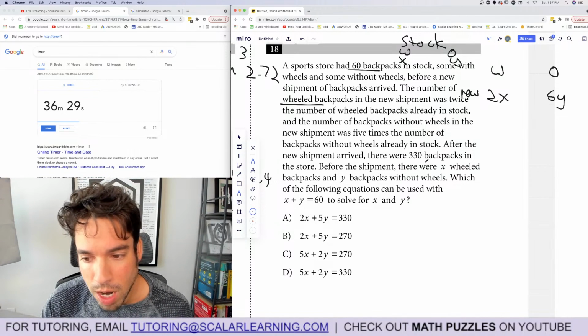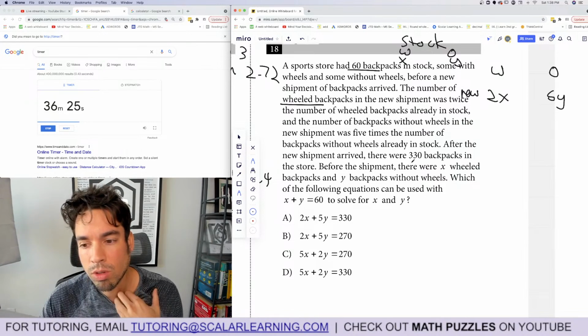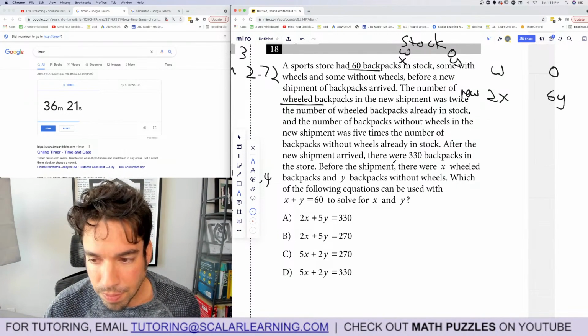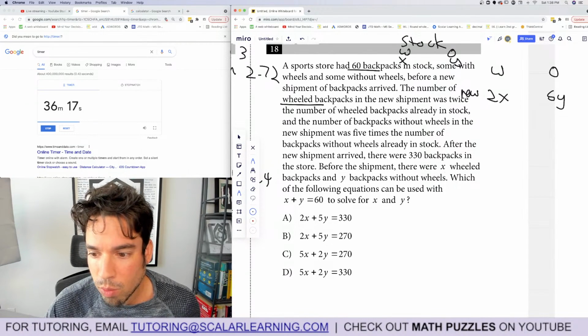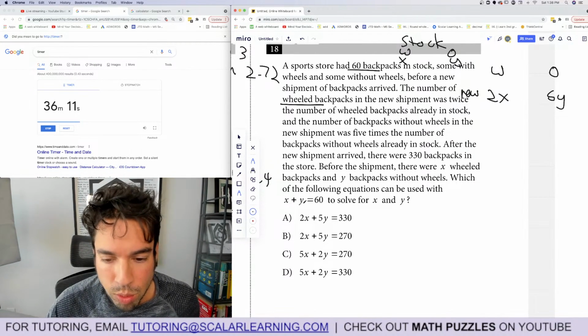After the new shipment arrived, there were 330 backpacks in the store. Okay. Before the shipment, there were x wheeled backpacks. Oh, look at that. We did the variables right. x wheeled and y without wheels. Which of the following equations can be used with x plus y equals 60 to solve for x and y?